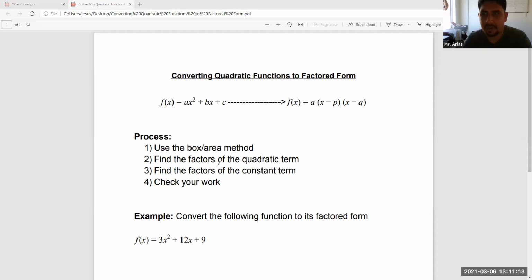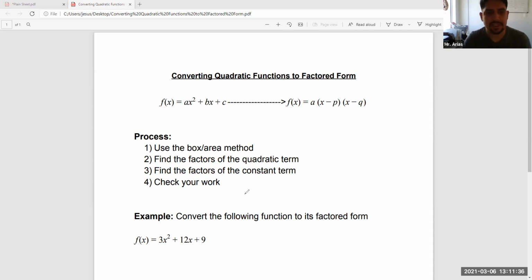The second step is going to be to find the factors of the quadratic term, which in this case would be our ax to the power of 2. The next step, step 3, will be to find the factors of the constant term, which is the positive c in your function. And then lastly, we have to check our work. And I'm going to show you exactly what I mean by that, which is the most important step of this process. Okay. Now let's get into an example.